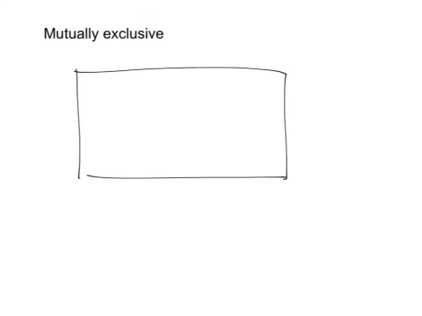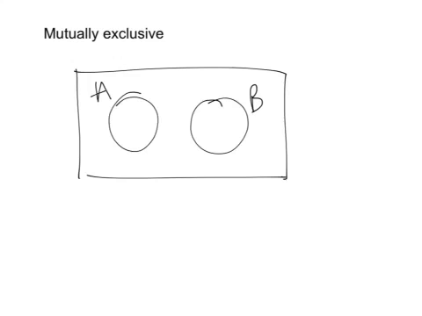Okay, events that have no outcomes in common are said to be mutually exclusive. So we've got a Venn diagram that looks like this. Event A and event B, and there's nothing in common. An example would be rolling a die and tossing a coin, because the outcomes are not going to be the same at all.